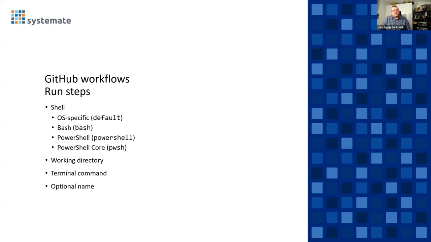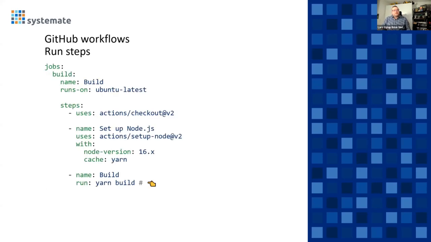So for a run step, we can also specify a working directory for that terminal command, and then the command itself, of course, and we can name it. And the reason for naming a step, be it a run step or an action step, is it'll be visible when you see the workflow running on github.com. We'll see examples of that in the demo. So this is the run step. We're calling a yarn command, but it could be any terminal command. And since this is Ubuntu, it'll run in the bash shell. So any bash commands will be available to us here.